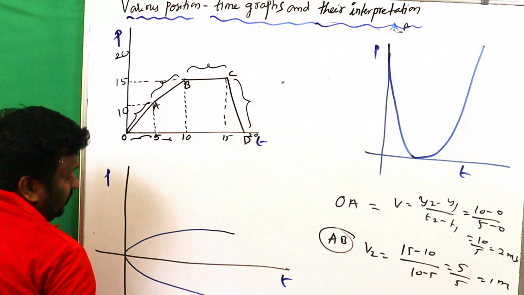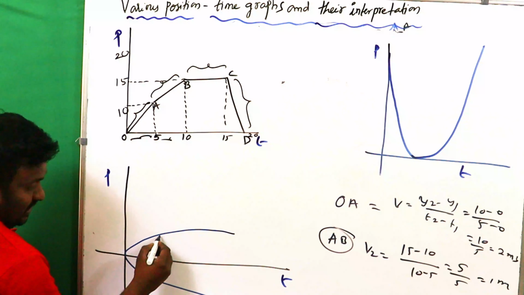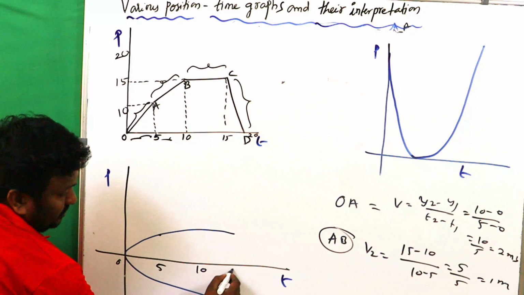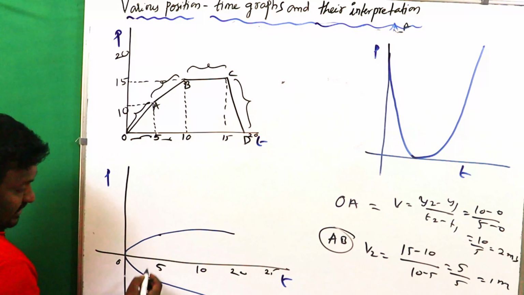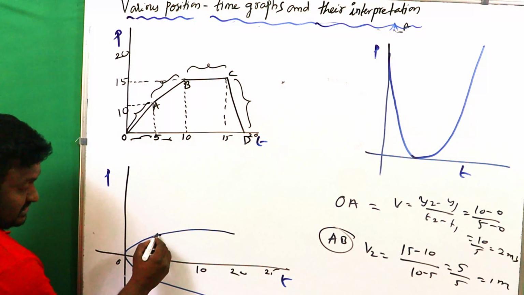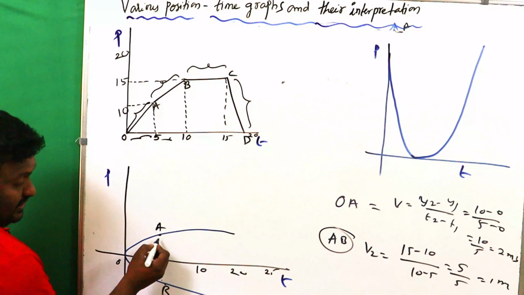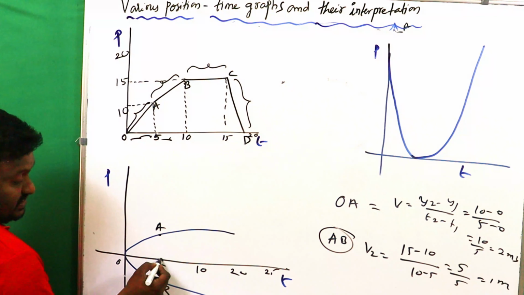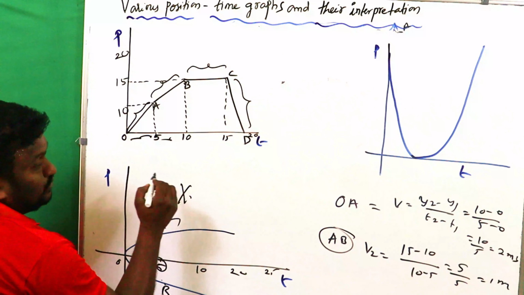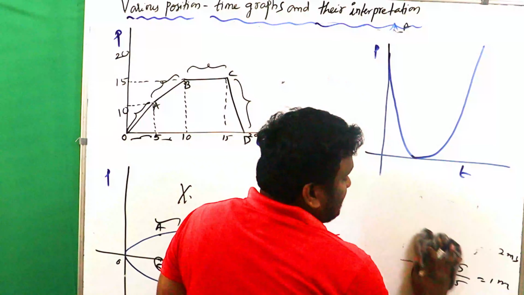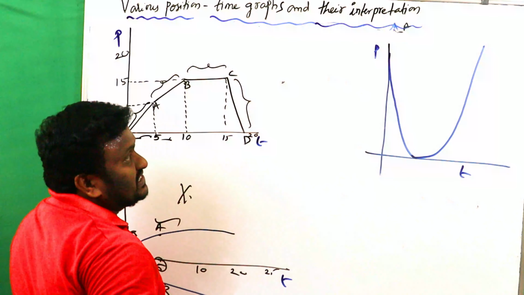Next, in the second graph, for example, I am taking the positions 0, 5, 10, 20, 25 seconds. At 5 seconds, the particle is at two positions, A and B. At the same instant of time the particle would be at two positions, but that is not possible. Clear? Similarly, we can use the same formulas we discussed in the previous graphs.